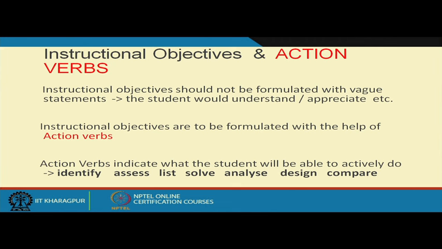Instructional objectives should not be formulated with vague statements. The student understand, appreciate, I mentioned that. So, instructional objectives are to be formulated with the help of the action verbs. What are they? Identify, assess, list, analyze, design, compare, very specific, and it is measurable.